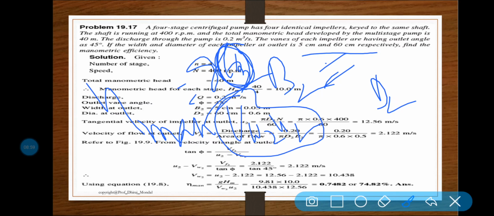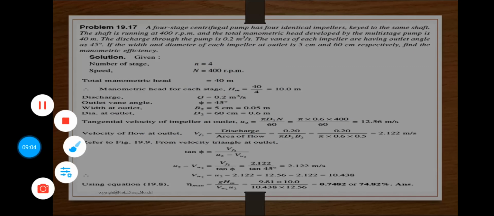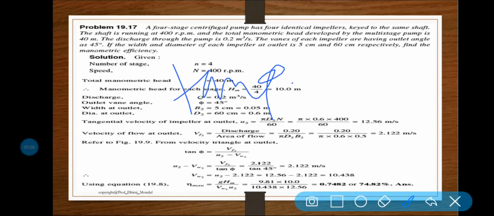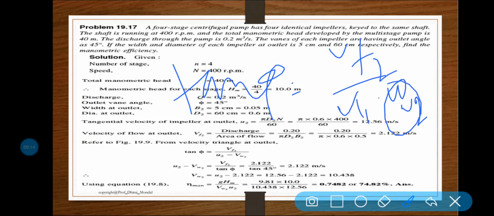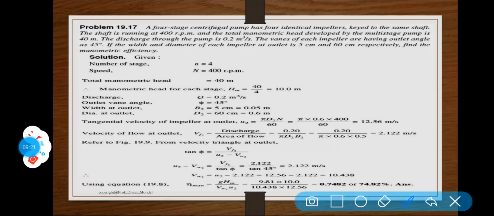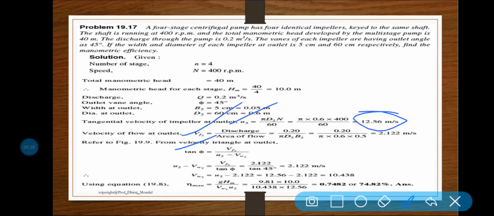Vw2 and U2. U2 is equal to pi D2 N by 60, and Vw2 you need to find out with the help of this formula: tan phi, a very important formula, is Vf2 by U2 minus Vw2. From this equation you can find out Vw2. Vf2 we can find out because discharge by area is Vf2. Clear? U2 is equal to pi D2 N by 60. Vf2 is equal to discharge by area of flow, that is pi D2 b2. So this is your Vf2.